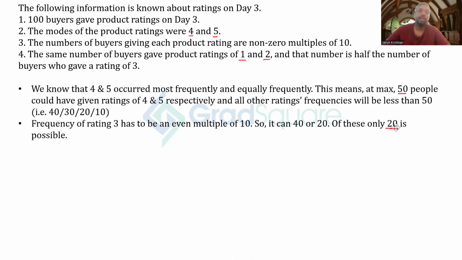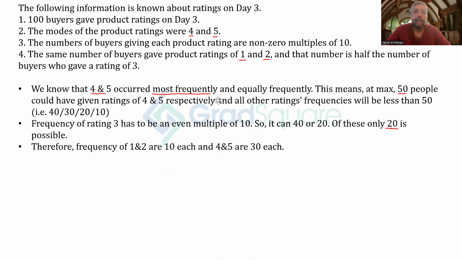Why is only 20 possible? Because if 40 people gave a rating of 3, that means 20 and 20 will be giving a rating of 1 and 2. That will make 40 plus 20 plus 20, 80 buyers taken into account. So the remaining 20 buyers would be giving a rating of 4 and 5, and that is not possible because I know that ratings of 4 and 5 have occurred most frequently. So that's why the only possibility is that 20 people have given a rating of 3, and that means the ratings of 1 and 2 have been given by 10 customers each.